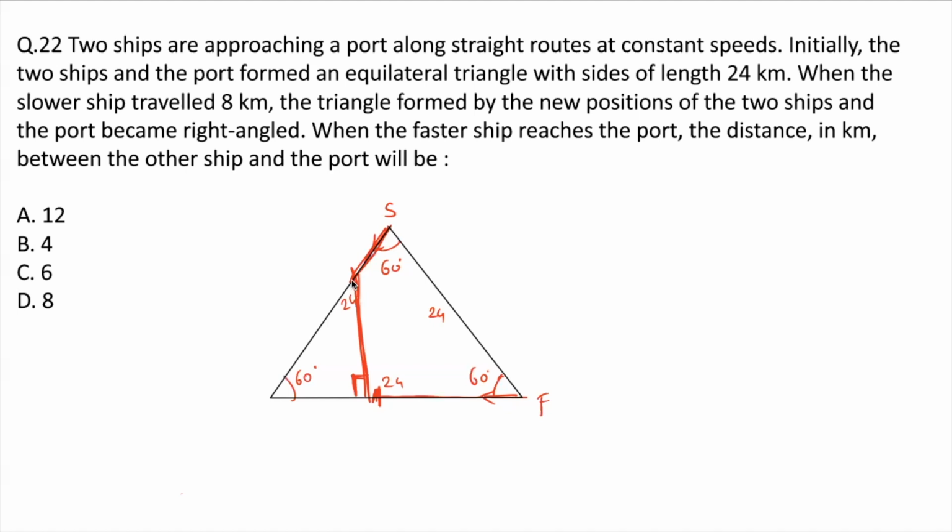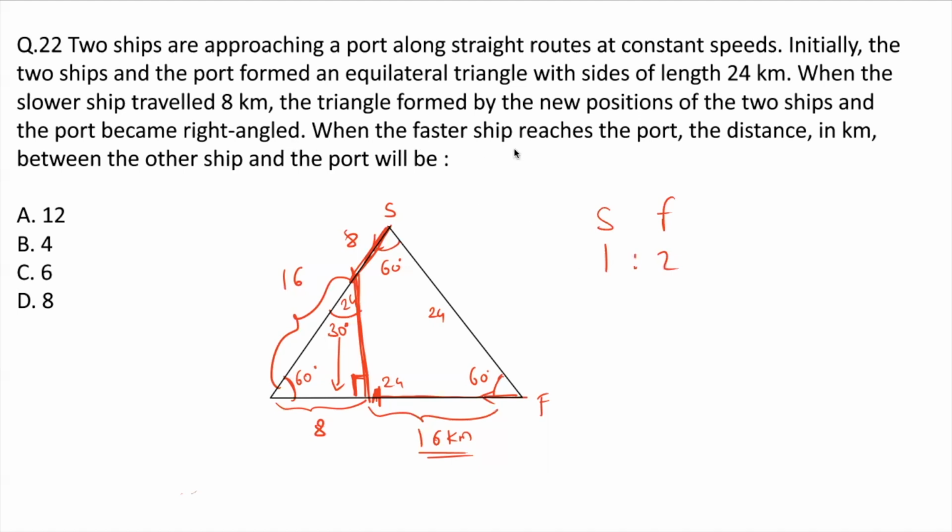Now the slower ship has moved 8 kilometers, right? In that case, if you observe, this triangle has one angle as 60 degrees, this is 90 degrees, and the hypotenuse is 24 minus 8, 16, right? In this case, this angle is 30 degrees. It's a 30-60-90 triangle. The side opposite to 30 degrees is half the hypotenuse, so half of 16 is basically 8. Again, the side of the equilateral triangle is 24, so the distance covered by the faster ship is 24 minus 8, 16 kilometers. That tells you the distance covered by the faster and the slower ships is in the ratio 2:1.